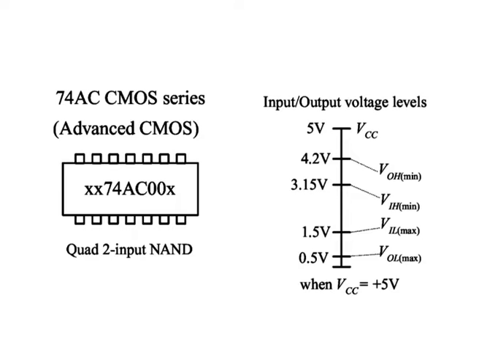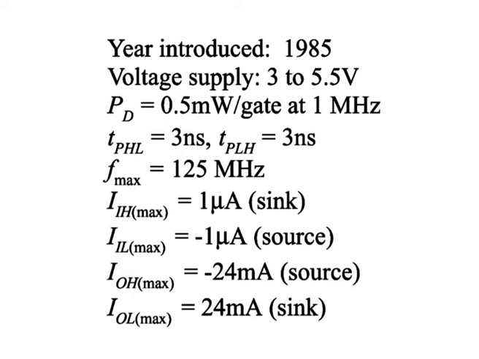The 74AC CMOS series was introduced in the year 1985. Its voltage supply ranges from 3 to 5.5 volts with PD equal to 0.5 milliwatt per gate at 1 megahertz, and other parameters are shown here. So, we can say that it is a further improvement of the 74HC series. It's faster, has a higher output current drive capacity, and provides shorter propagation delays.